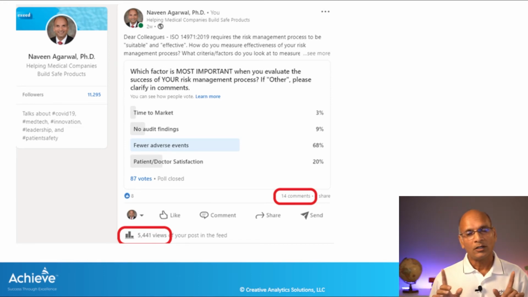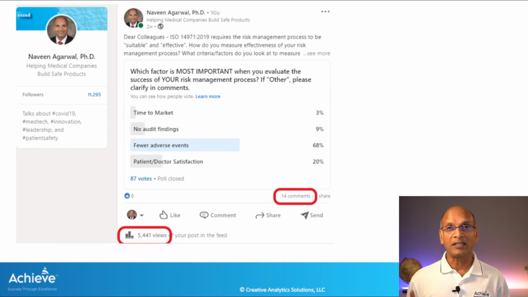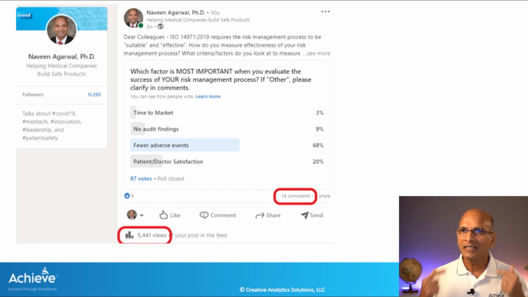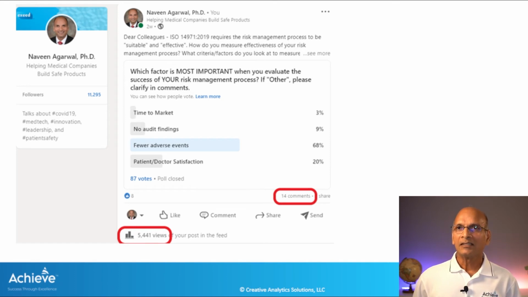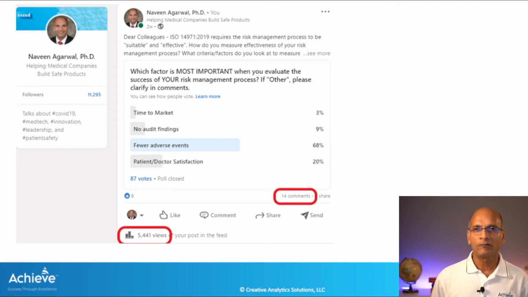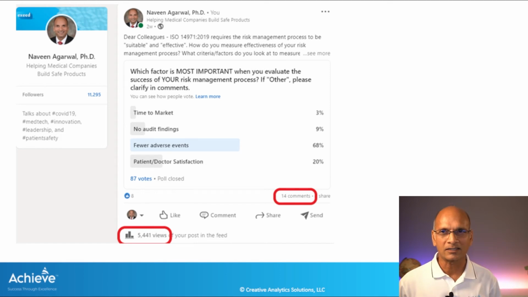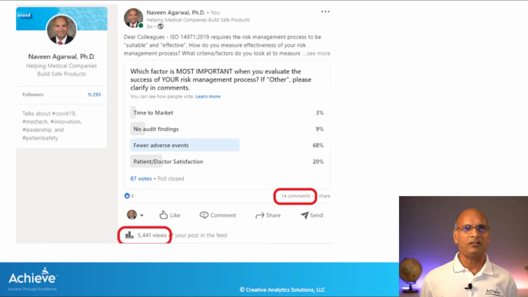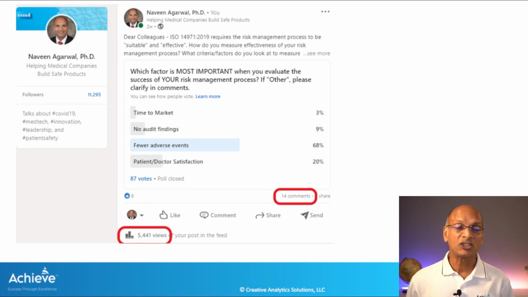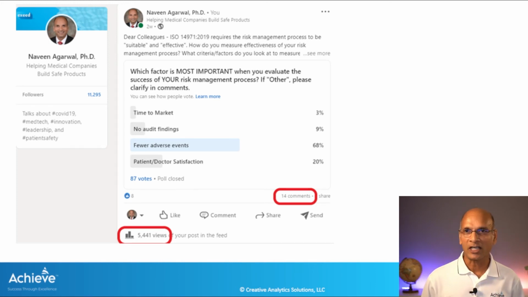So I've worked in this industry for many, many years. To me, this is what we think it should be. 68% plus 20%, that is close to 90% of my network folks telling me that the most important factors are fewer adverse events and patient-doctor satisfaction. This is the desired effect we want. Are we measuring it that way? I pose that question to you. I'm skeptical. So I'm asking you to consider this and share your opinion and thoughts in the chat below.